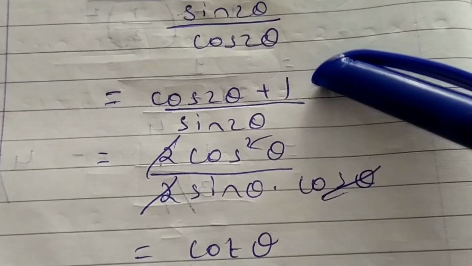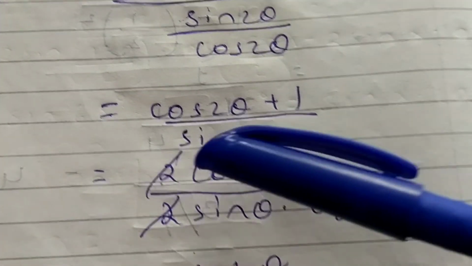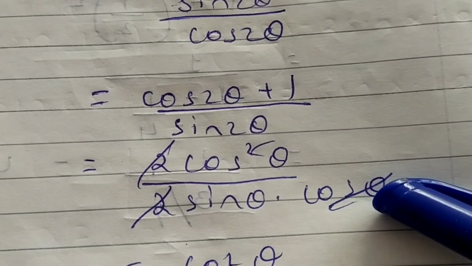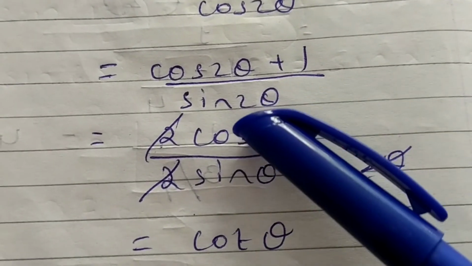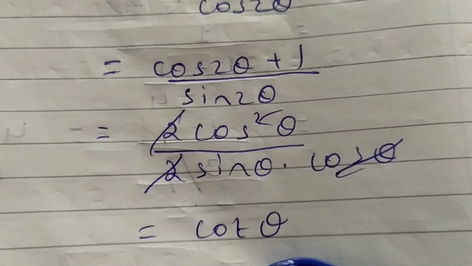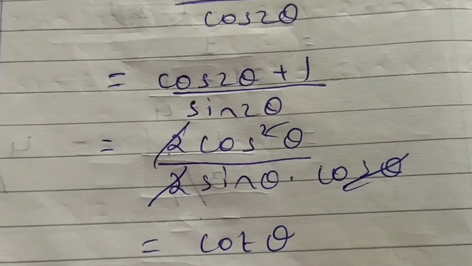But 1 plus cos 2 theta is 2 cos square theta. Sin 2 theta is 2 sin theta into cos theta. 2 gets cancelled. Cos theta gets cancelled. So cos theta upon sin theta is cot theta, which is our RHS.